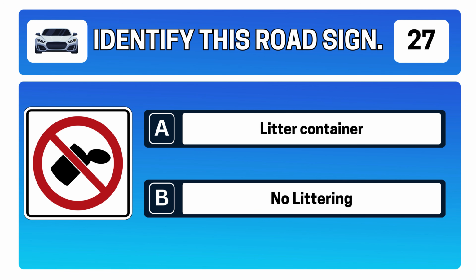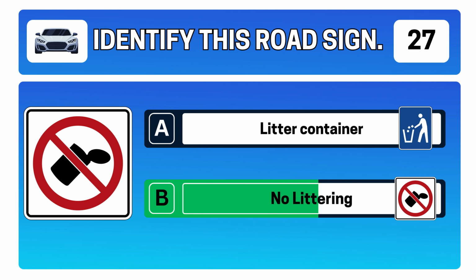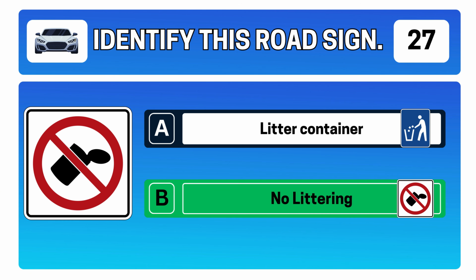What is this road sign? A. Litter container. B. No littering. Exactly. It is the no littering sign.